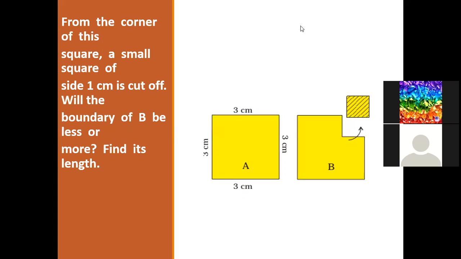Sir, in the second question, what is after perimeter? Perimeter of B. Okay, sir. Perimeter of A, perimeter of B. Same perimeter.